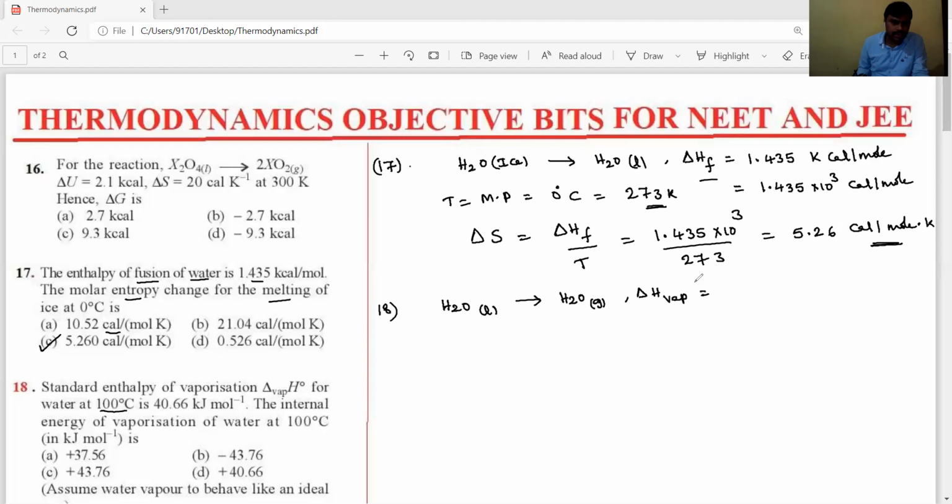That value, how much did they give, dear students? 40.66 kilojoules per mole they gave. Okay students, now for this conversion, where liquid is converted into vapor state, the temperature is called the boiling point temperature. At the boiling point, T is equal to 100 degrees Celsius, which is 100 plus 273, equal to 373 kelvins. So the temperature is 373 kelvins.